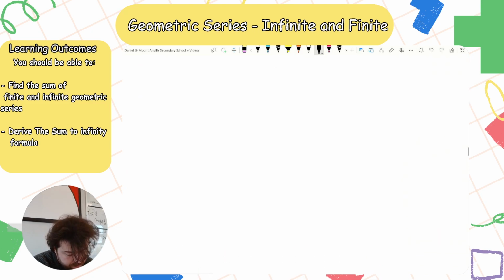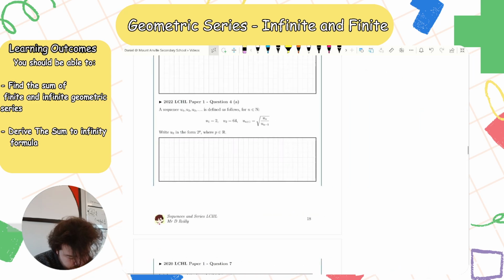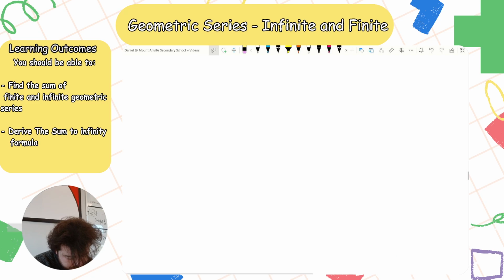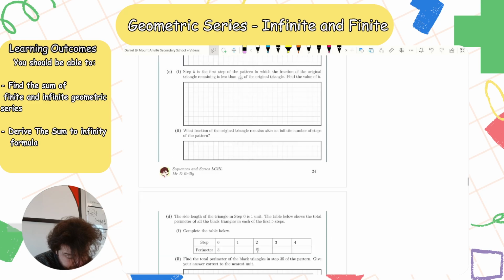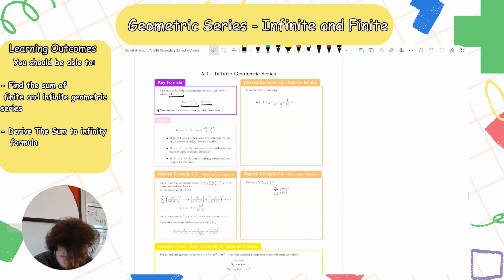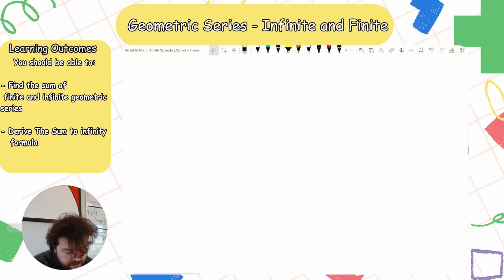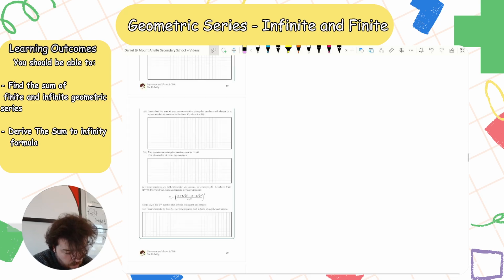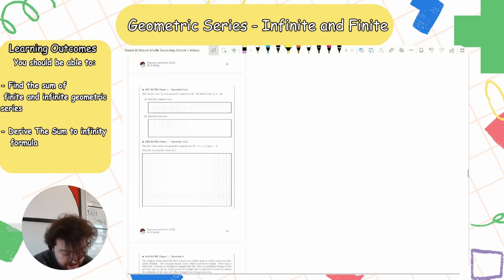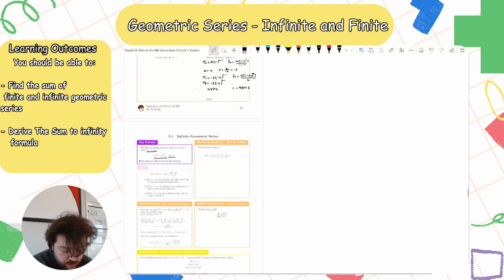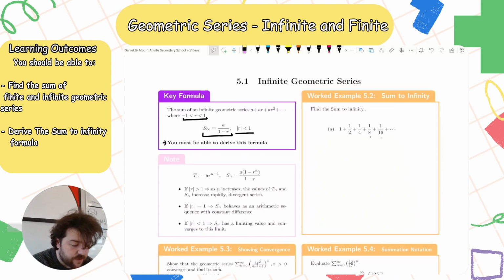But let's have a look here. So why does the absolute value of r need to be less than 1? Because we want our series to converge. And what does converge mean? Converging means it all kind of heads towards one value.